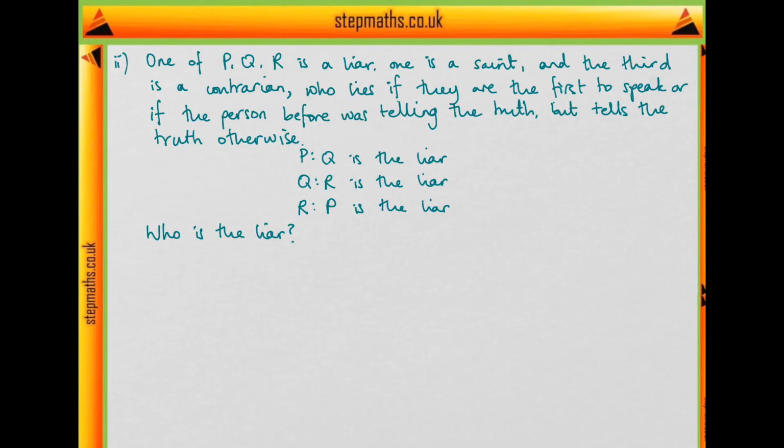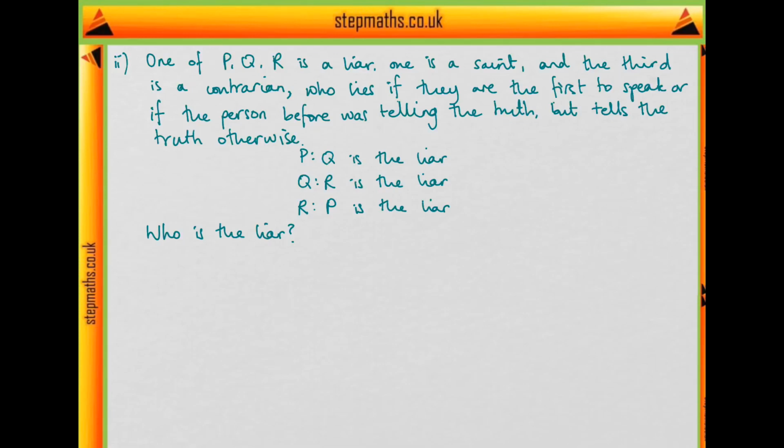Now for part 2, we have three more people, P, Q and R, and one is a liar, one is a saint, and the third is what we call a contrarian. Contrarians lie if they are the first person to speak, or if the person who was speaking before them was telling the truth. Otherwise the contrarians tell the truth. So basically contrarians do the opposite of what the person before them just did, unless they are the first person, in which case they lie. P, Q, R make three statements. P says that Q is the liar, Q says that R is the liar, and R claims that P is the liar. We want to know who is the liar among P, Q, and R.